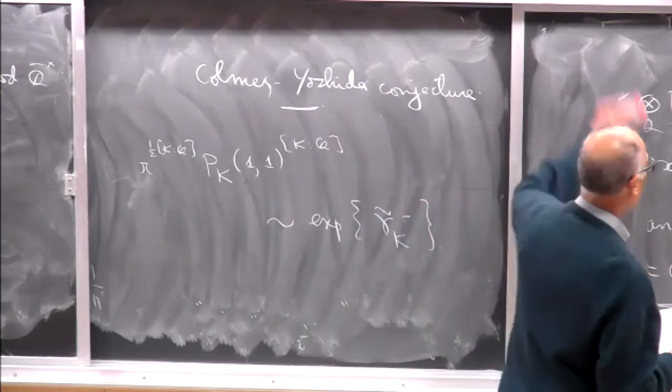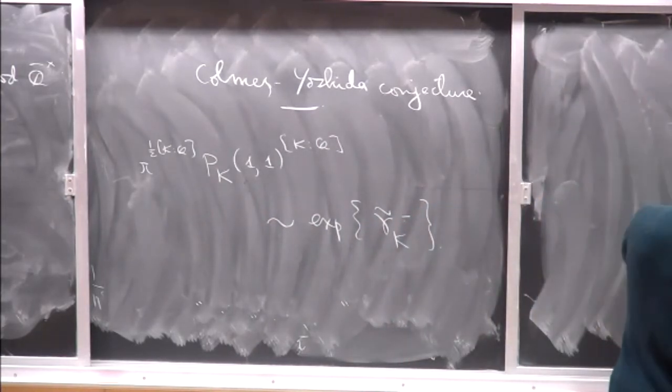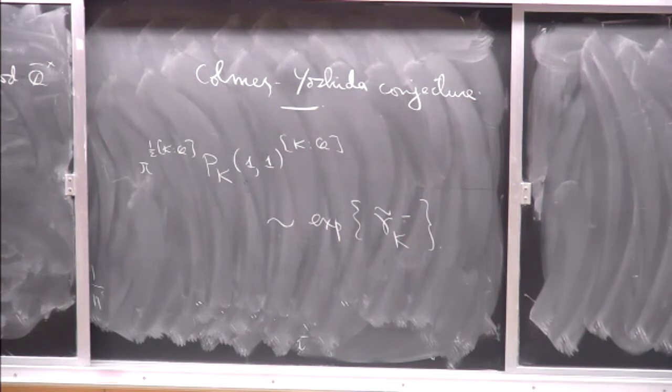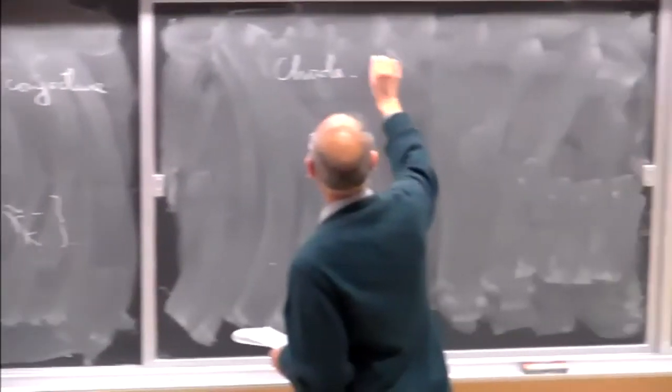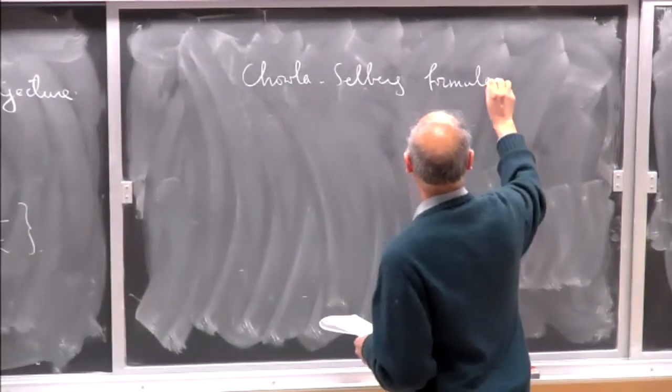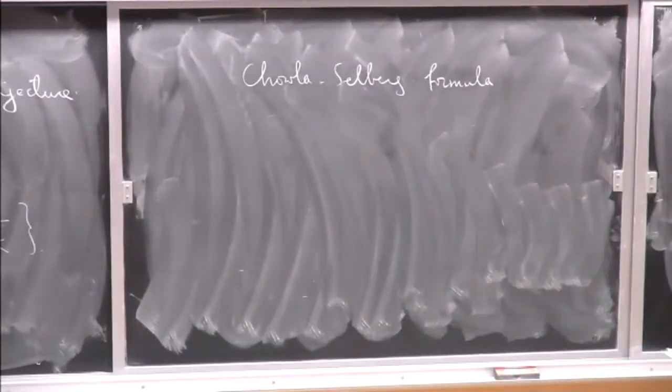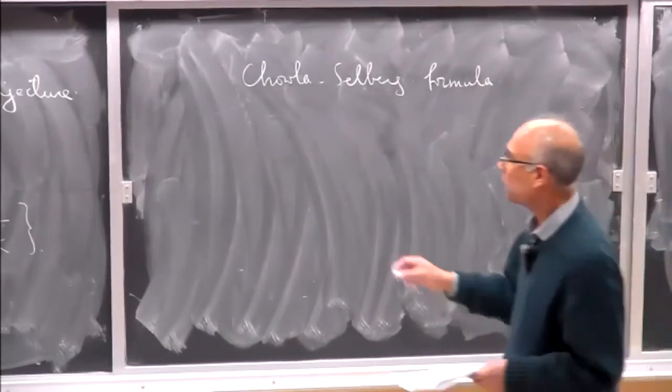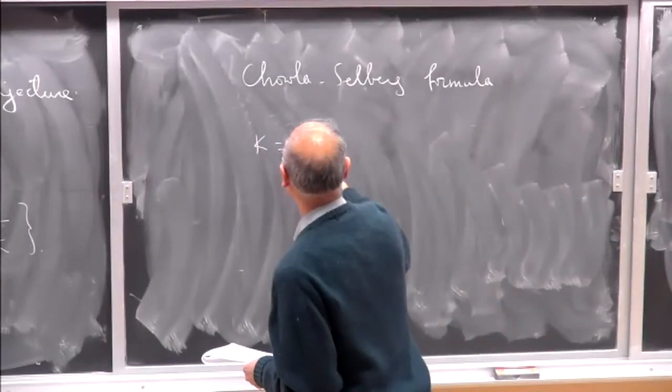I'll just tell you that it's a grand generalization of something called the Chowla-Selberg formula. So what does this say? It says, suppose I go back to my imaginary quadratic field.